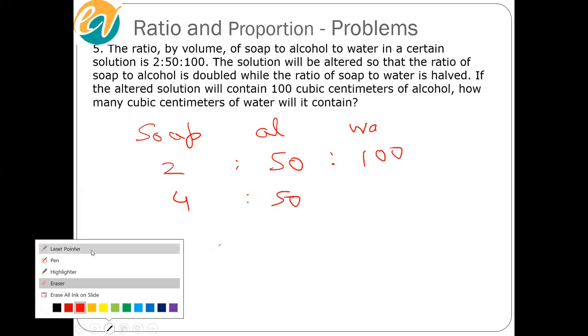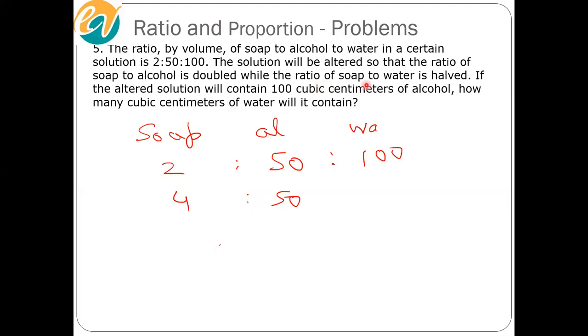What is the other alteration that's being done? Ratio of soap is to water is halved. What is soap is to water right now? 2 by 100, correct? And what is done to this? Half. So take it literally. Do half of this. So which means now what is the ratio of soap is to water? 2 is to 200, right?